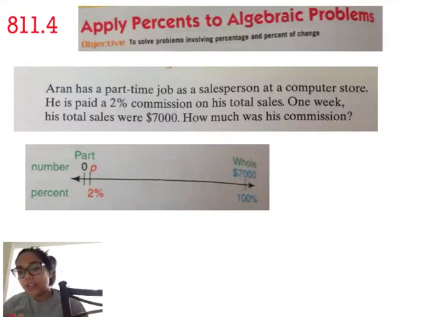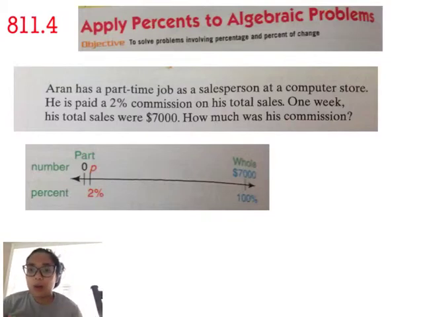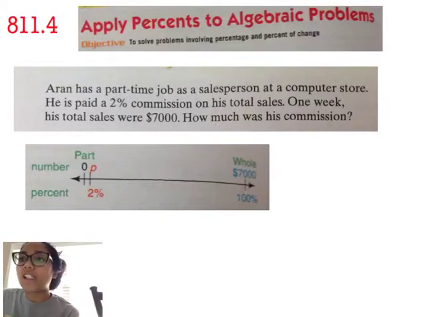Okay, this is Chapter 11, Lesson 4, Applying Percents to Algebraic Problems. Your objective is to solve problems involving percentage and percent of change.